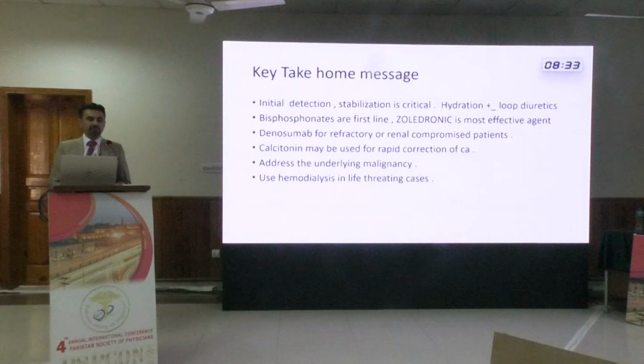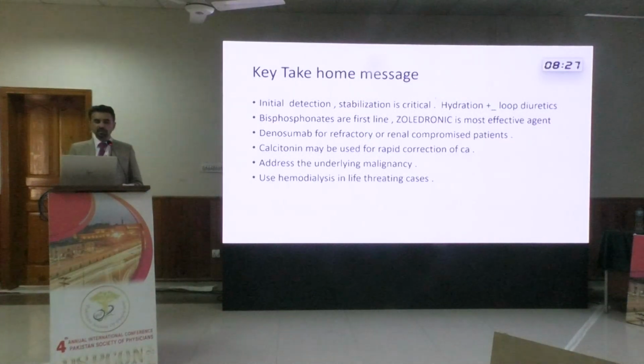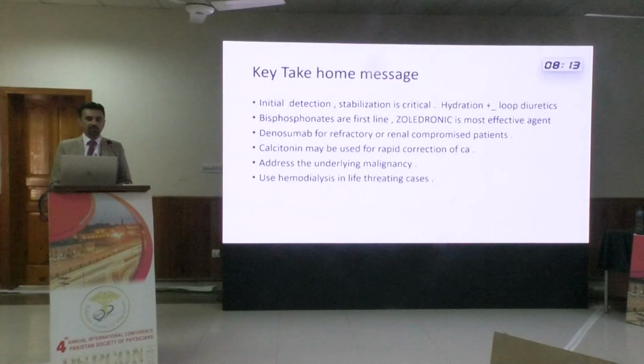Zoledronic acid is the most effective agent. If it is contraindicated or if it is not working, then you can give denosumab, and calcitonin may be used in those cases when you want rapid correction of the calcium. And obviously you have to address the underlying malignancy. And in those patients where nothing is working, you can use hemodialysis.